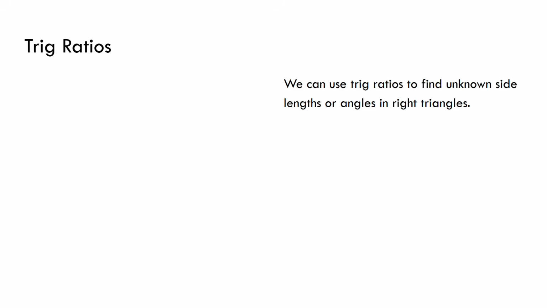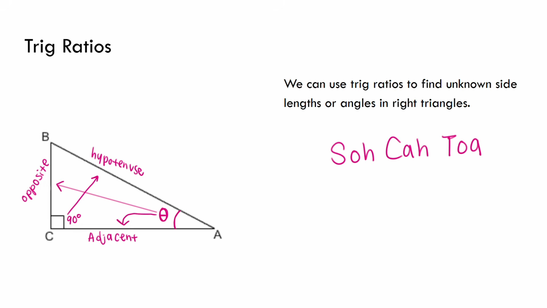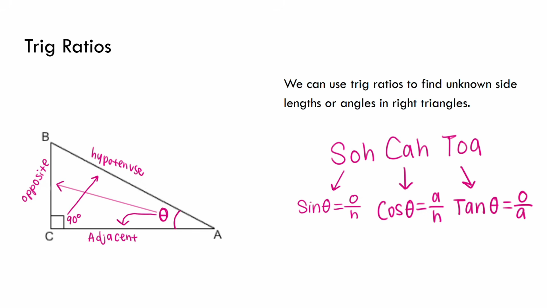Okay, trig ratios are used to find unknown side lengths or angles in right triangles. So right here we have theta. The side opposite to theta is known as the opposite side. The side adjacent to theta is known as the adjacent side. And the side opposite to the 90-degree angle is known as the hypotenuse. So we can just remember SOH CAH TOA. For our trig ratios, we know that sine is equal to opposite over hypotenuse, cosine is equal to adjacent over hypotenuse, and tangent is equal to opposite over adjacent.